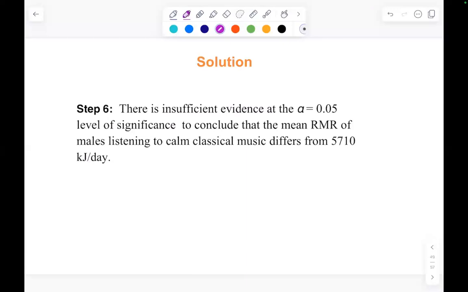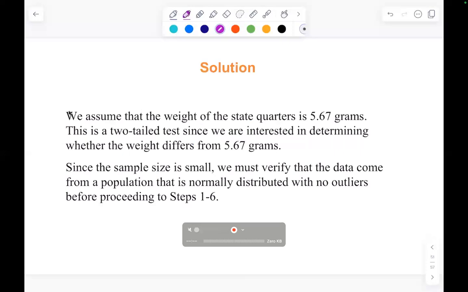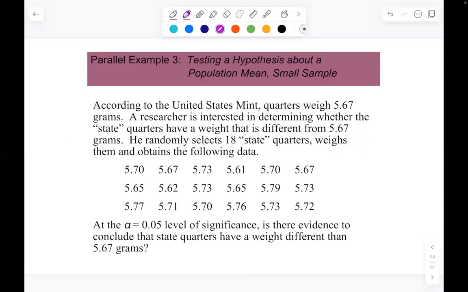All right. This one is with data. So we're going to use our calculator with the data. So according to the United States, I don't think that I have this all written up. I don't. Okay. I might. No, I don't. Sorry. Okay.